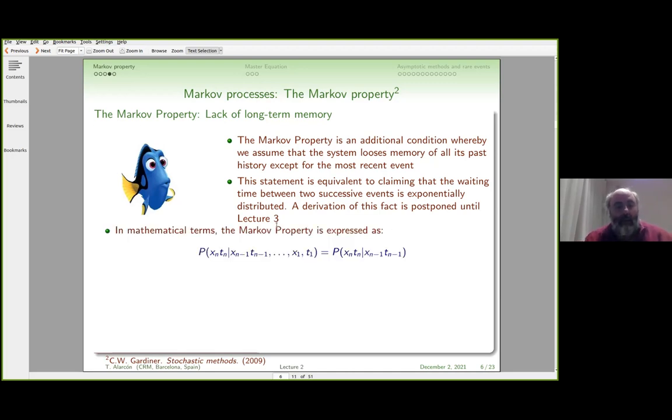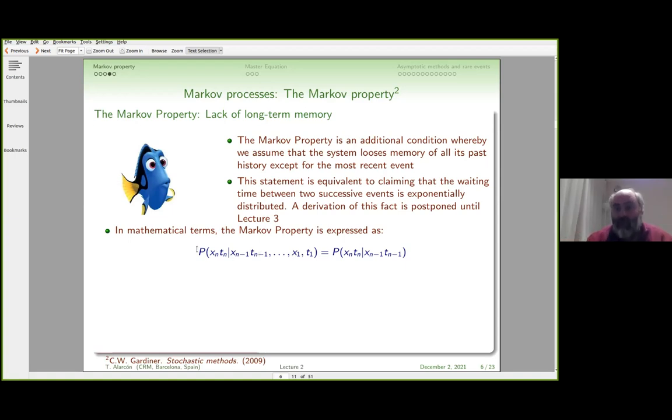In mathematical terms, the Markov property is expressed in this way. We have here the state of the system at some time Tn, and in theory this probability depends on the whole history of the system. Here we are assuming that we have observed the system n minus one times, at times t1, t2, and so on up to tn minus one, and we have registered that history.